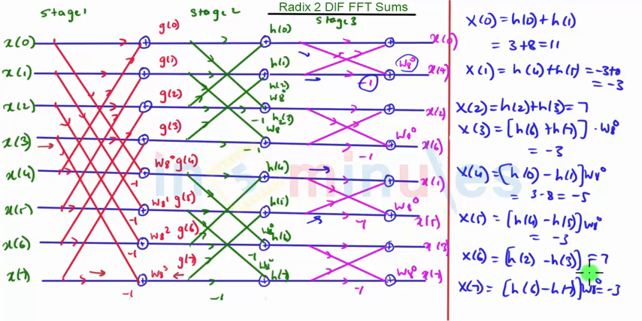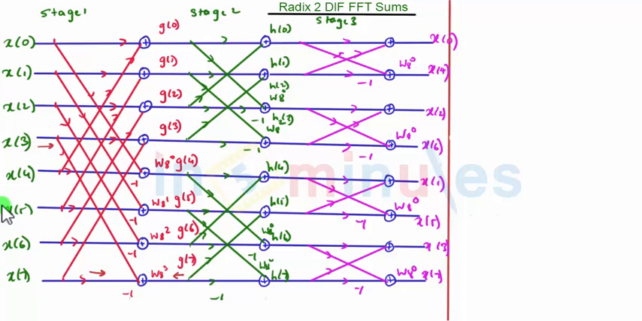We have got the output of the final stage. So the answer comes out to be X(k) = 11, -3, 7, -3, -5, -3, 7, -3. Thus we have found the DFT.